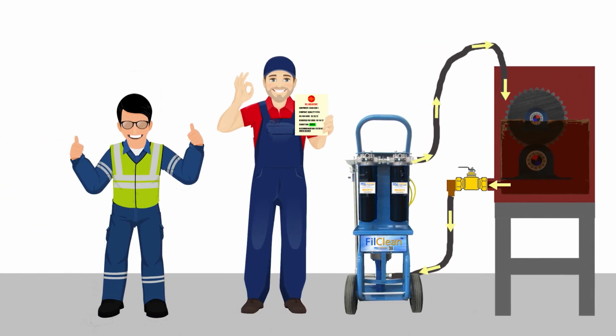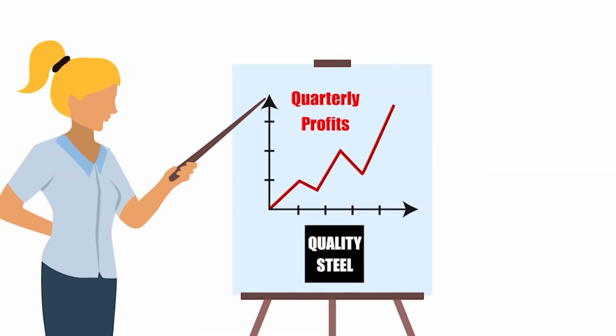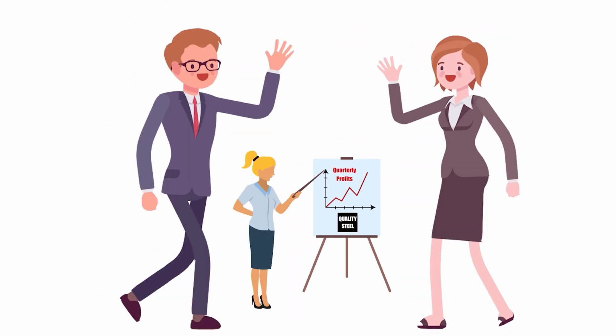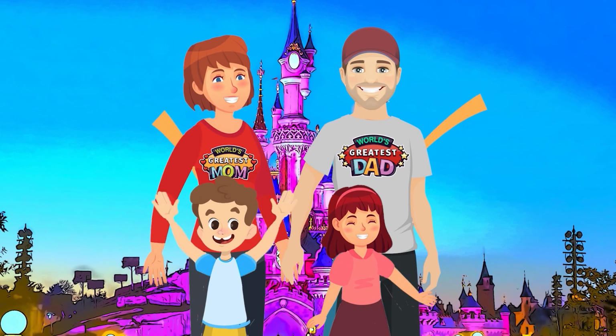John's boss became very happy because plant productivity soared along with company profits. So John got a big raise, which he used to take his family to Disney World. Now, don't you just love happy endings?